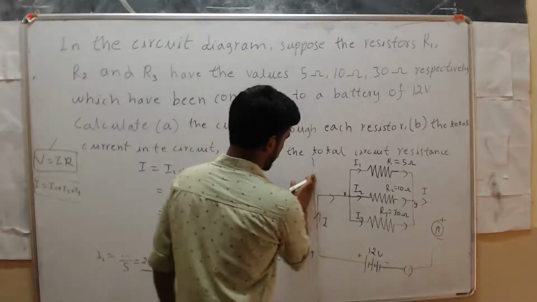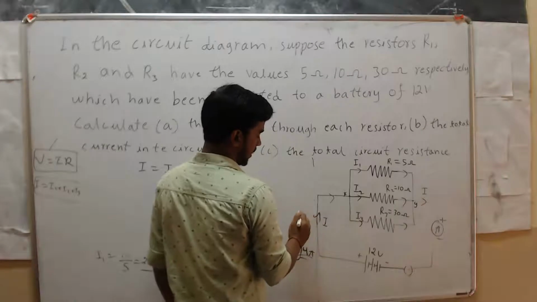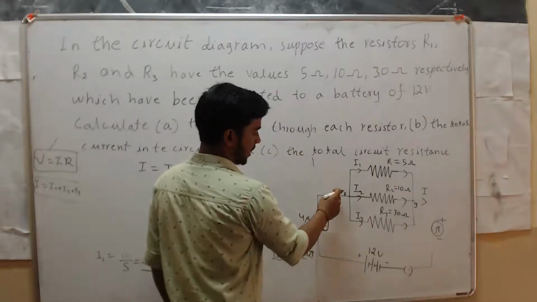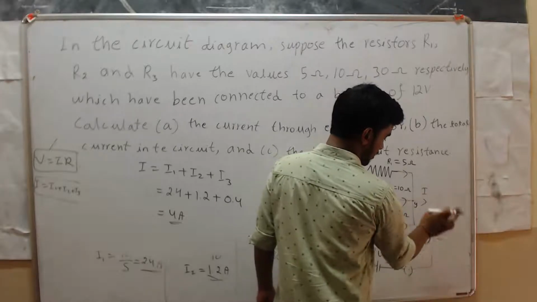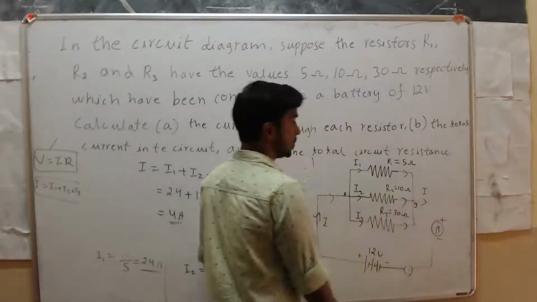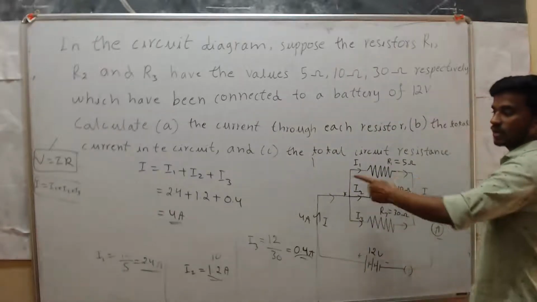See here, it flows 4 ampere. If you connect an ammeter here, you will get 4 ampere. If you connect here, you will get 4 ampere. If you connect this ammeter here, 4 ampere. Here also 4 ampere. But if you connect this ammeter here, then you won't get 4 ampere.